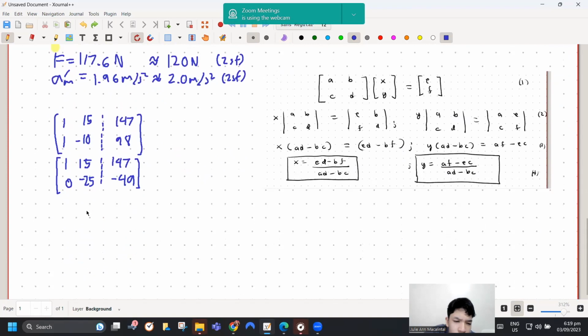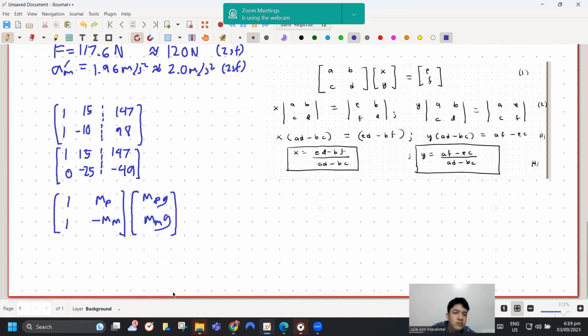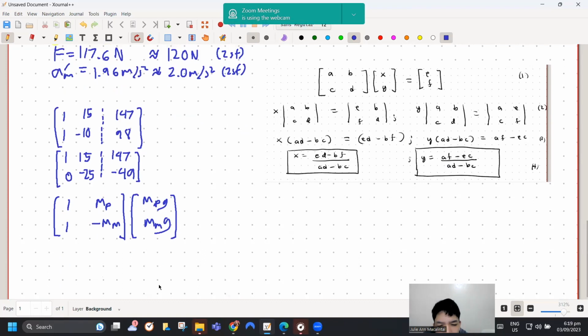Yeah, so yung 12 and 13 in matrix form becomes 1, 1, M sub P, negative M sub M, and then teka, wag, saan ang unknowns natin ay F and M, F and A. Tingnan mo yung matrix equation.